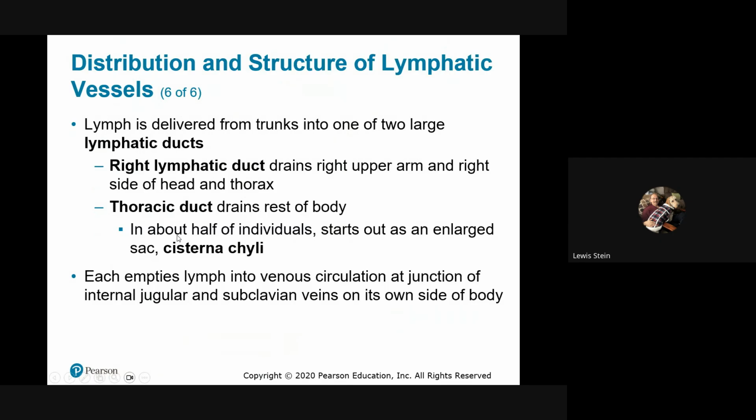In the thoracic duct, in a certain percentage of people, and this is an older term, there was a cistern or a well in the diaphragmatic area. That's where the term cistern comes from. You know, biblical terms, they were at a cistern. If you look at older documents, cisterna chyli, for chyle. Each empties into the venous circulation at the junction of the internal jugular and the subclavian veins on its own side, and they're going to come together and form the superior vena cava. So the right lymphatic duct is on the right, the thoracic duct is on the left.